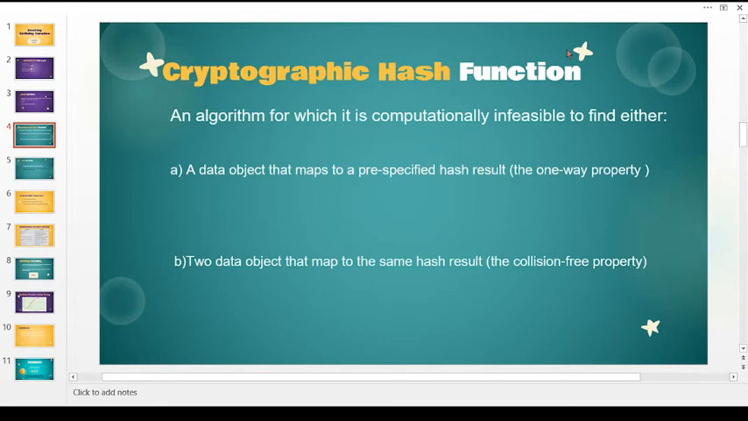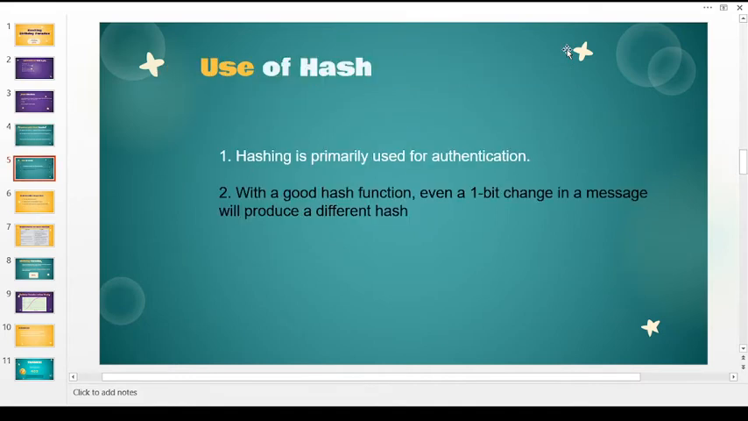Then cryptographic hash functions. Cryptographic hash functions basically have two properties: the one way property and the collision free property. The one way property is based on a pre-specified hash result, and the collision free property is based on messages that map to the same hash result. Use of hashes: hash is primarily used for authentication, and in a good hash function, even a one bit change in a message will produce a different hash.